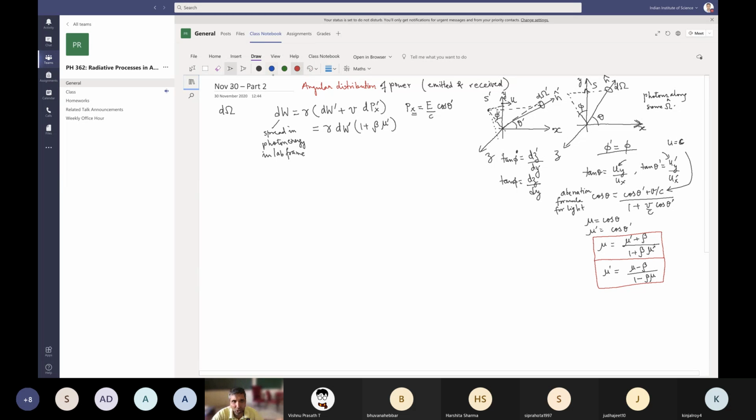What about the solid angle, the small solid angle d omega? For that, what is d omega? d omega is equal to d mu d phi, right? d mu is sine theta d theta. So this is just d mu d phi. And d phi prime and d phi are the same. So d omega prime is equal to d mu prime d phi prime, which is nothing but d phi.